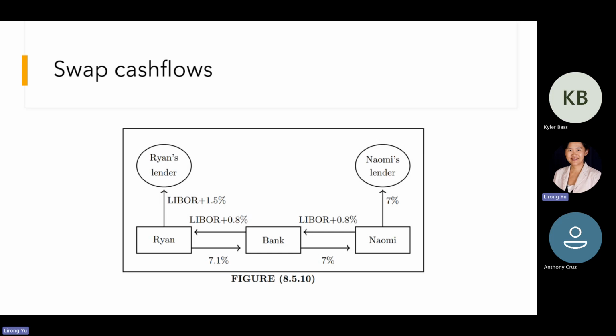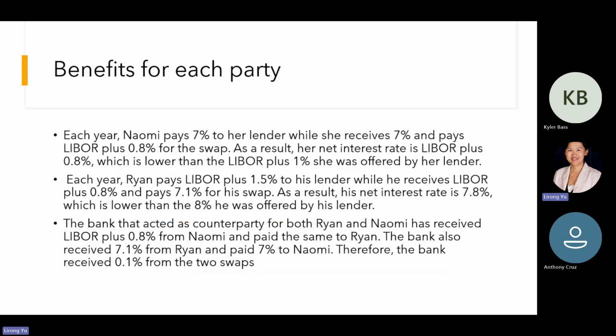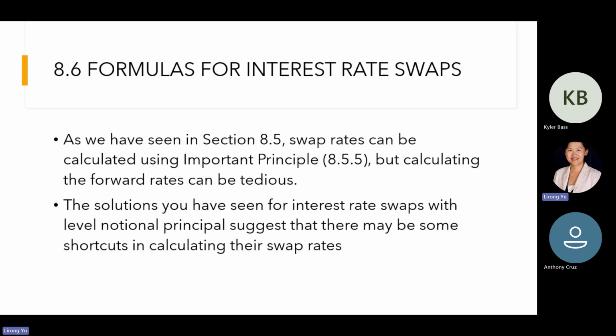So this is a scenario where the swap choice is a good choice for some person. All right, so then this explains the benefit for each party. I think I kind of went through all these. And then let's talk about the formula.